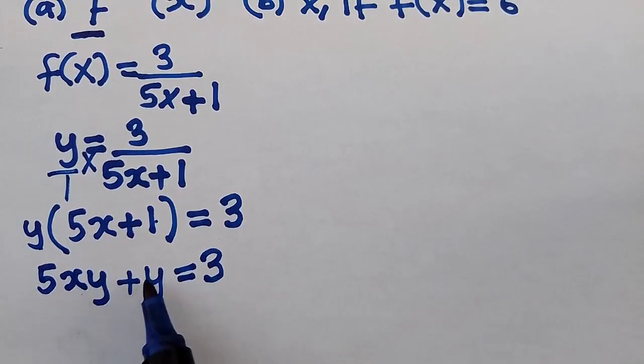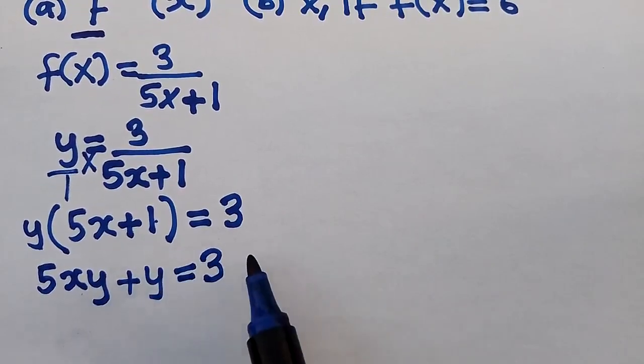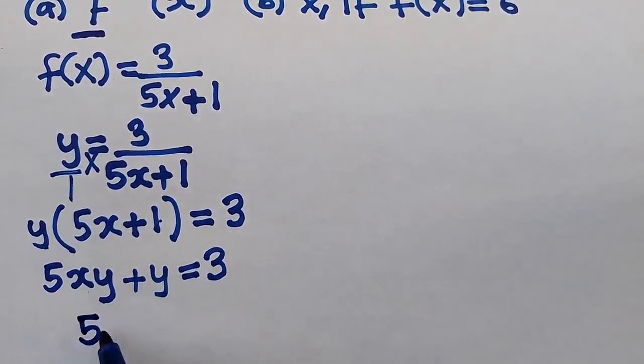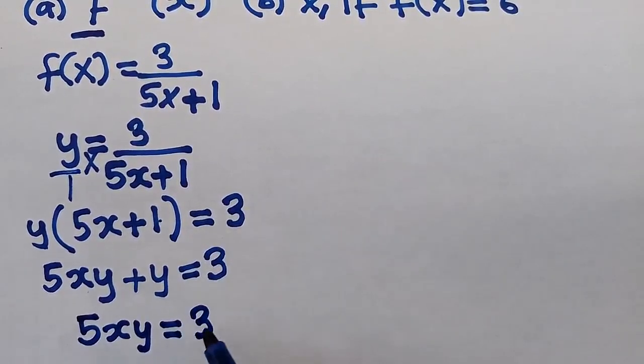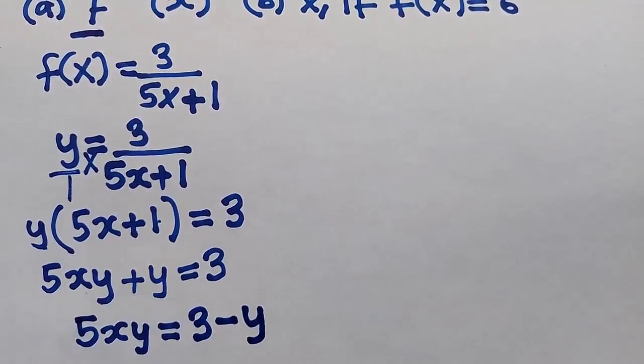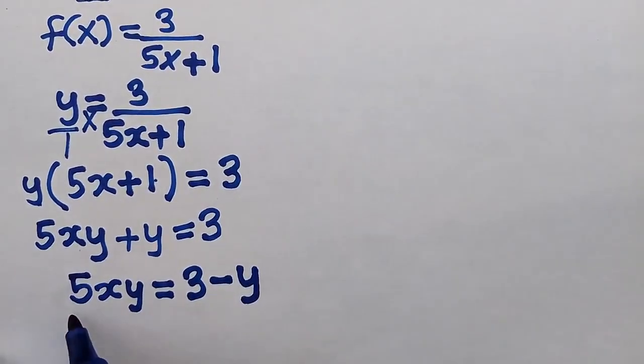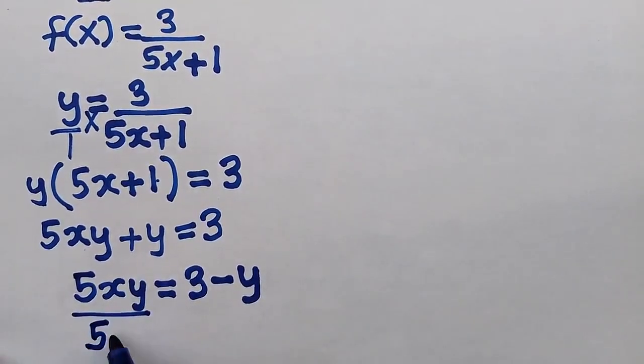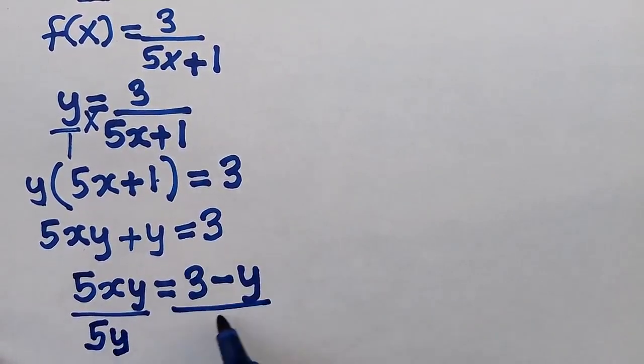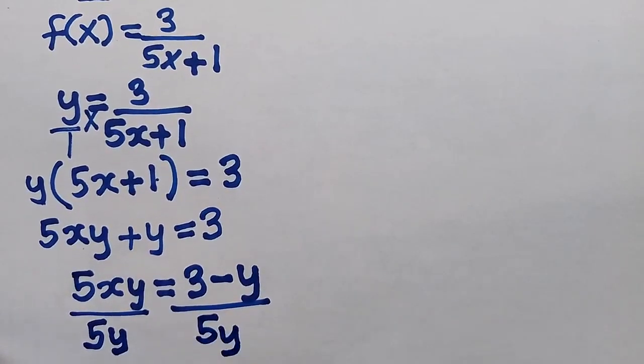So this y will go to the other side so that we just remain with 5xy, which is equal to 3. When the y comes this side, it's going to be minus y. So with that now, what is the next thing here? You divide both sides by 5y.